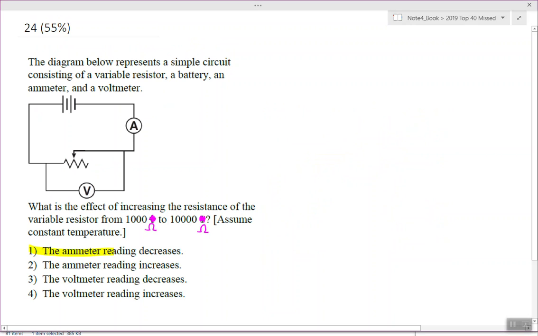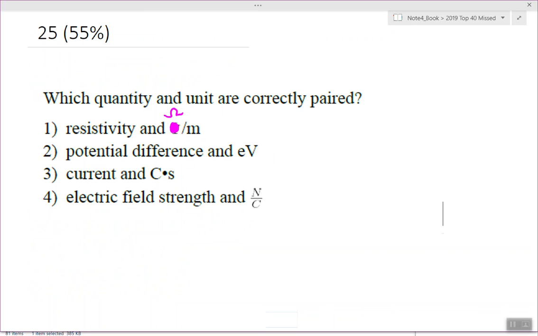24. The answer is 1. I think 2 things. I think that it printed funny instead of the omega symbol, or the ohm symbol rather. And also because it's a variable resistor, which you don't see too often. It's still just Ohm's law. R equals V over I, or I equals V over R. When the resistance gets bigger, the current gets smaller. And the voltmeter stays the same because it's the same battery, the same potential source. 25.